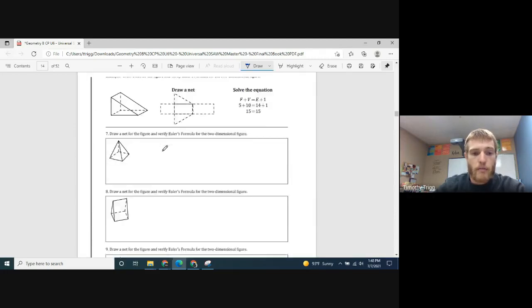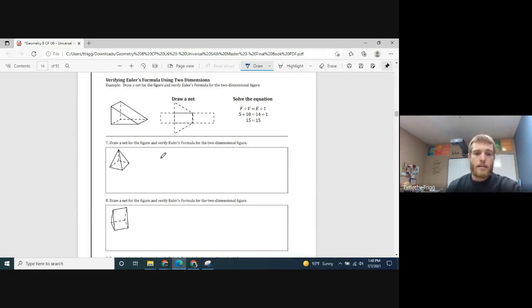On page 12, we're going to draw a net for the figure and verify Euler's formula for the 2-dimensional figure. So remember, Euler's formula, when you're drawn out into a net, is this: F plus V equals E plus 1. Okay, so when it's flattened out to a net, make sure you're using the plus 1 version.